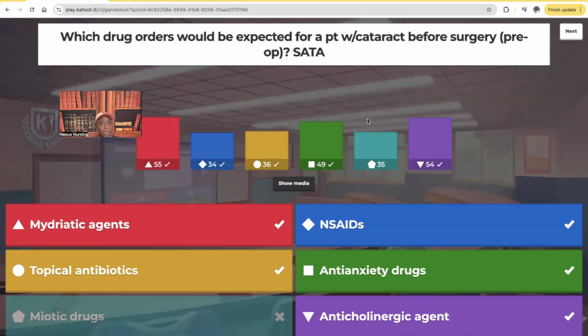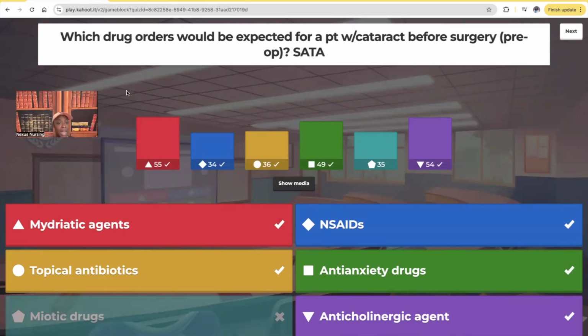Okay, let's talk about this. The first one, mydriatic agents. Absolutely. And guys, you have to know the difference between mydriatic agents, which is red, I'm happy 55 of you chose it, and miotic agents, which is green, I'm happy only 35 of you guys chose that. The difference, you see that D in mydriatic? That D stands for dilation. It causes pupil dilation. Before surgery, you expect mydriatic agents to be administered to the patient.